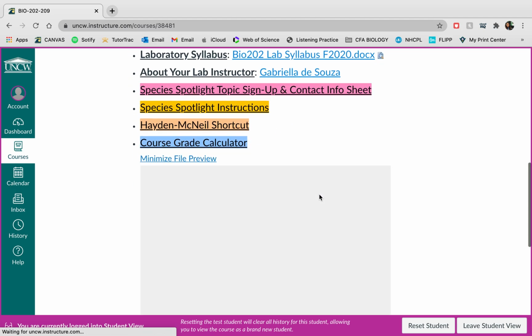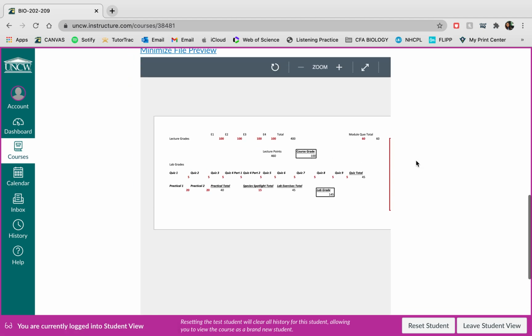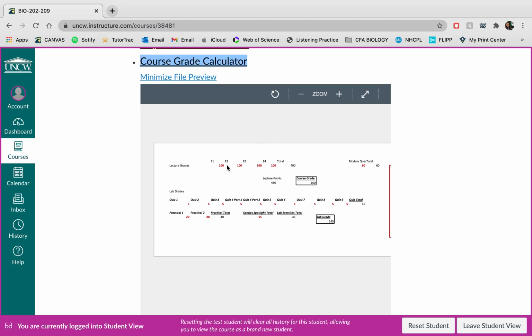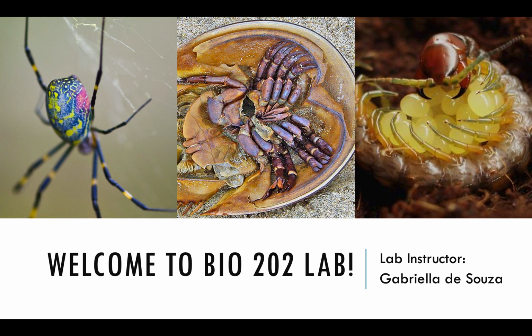Also, take a look at this course calculator. If you have Microsoft Excel installed, you can download this, change all the grades in red to match your grades, and figure out what your overall Bio 202 course grade is, because this lab is roughly 25% of your overall grade. So you can combine your lecture and lab points. All right, so let's get started on this week's material.